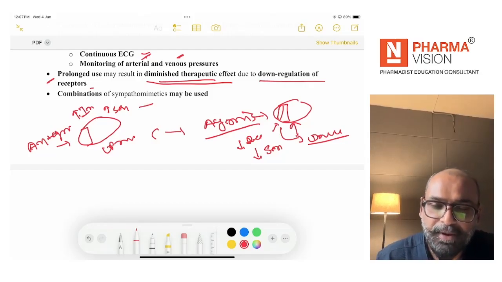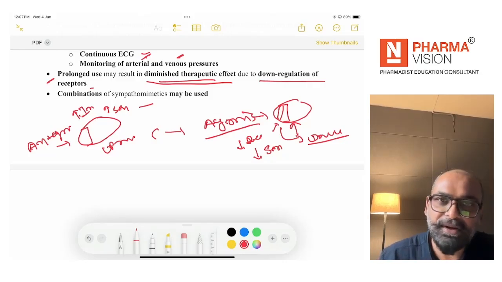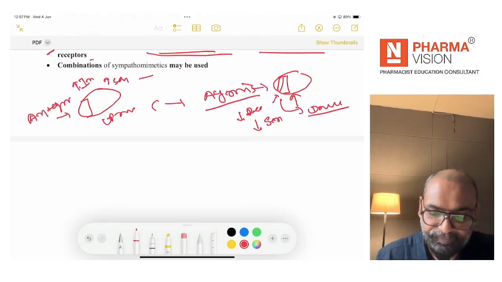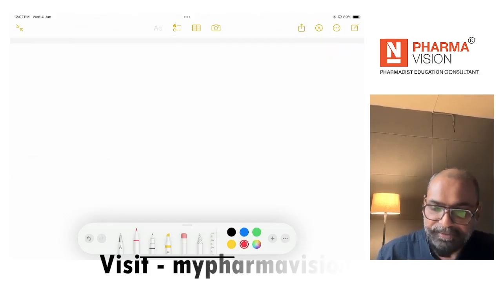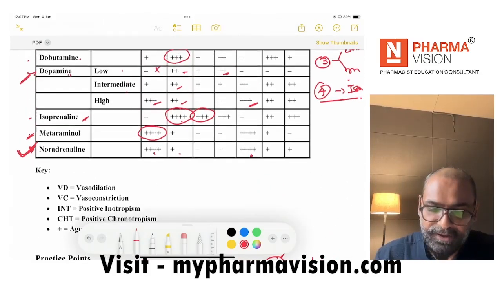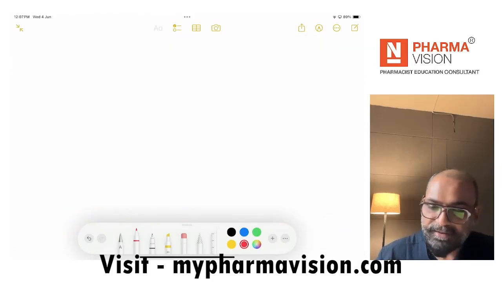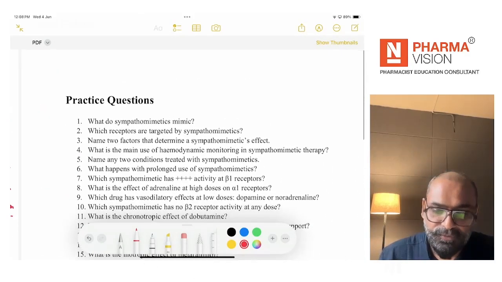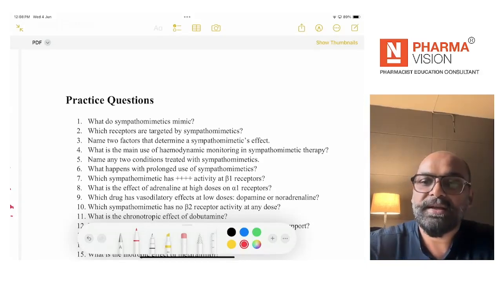Combinations of sympathomimetics may be used because, as we know, sympathomimetic substances have different affinities towards different receptors. So these are the points, and now we can come to the question and answer.